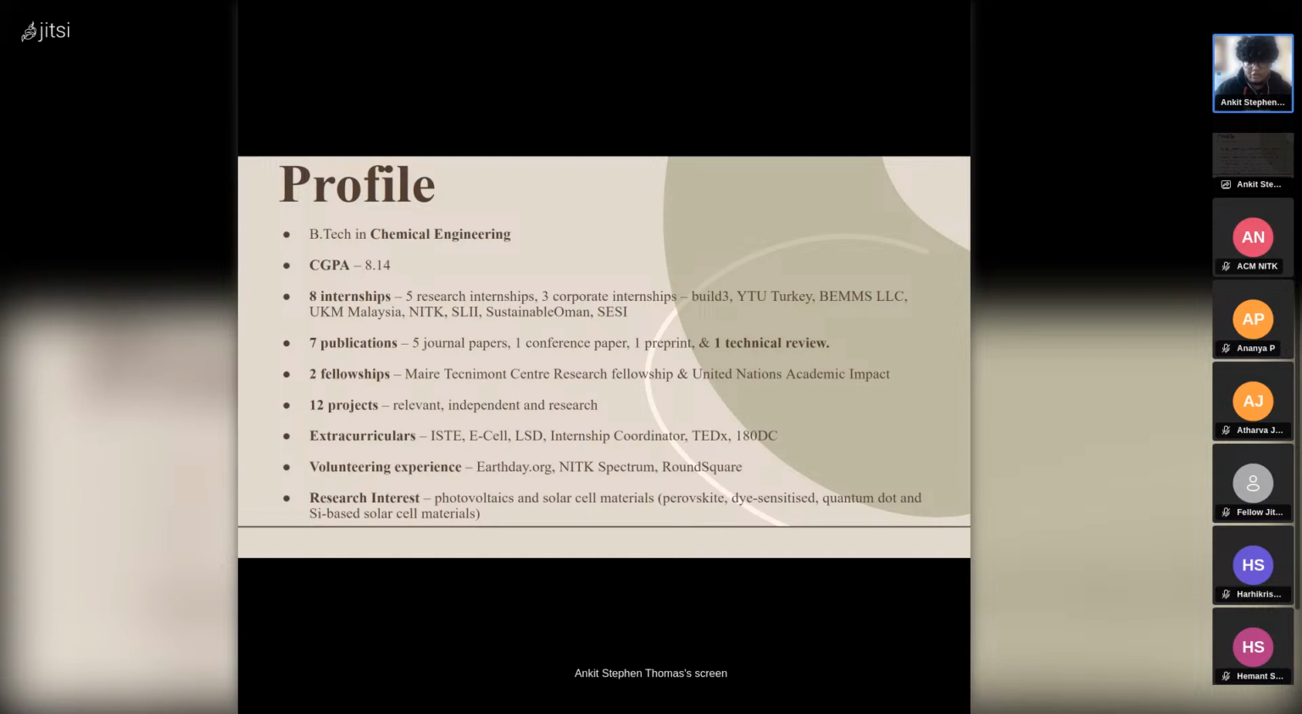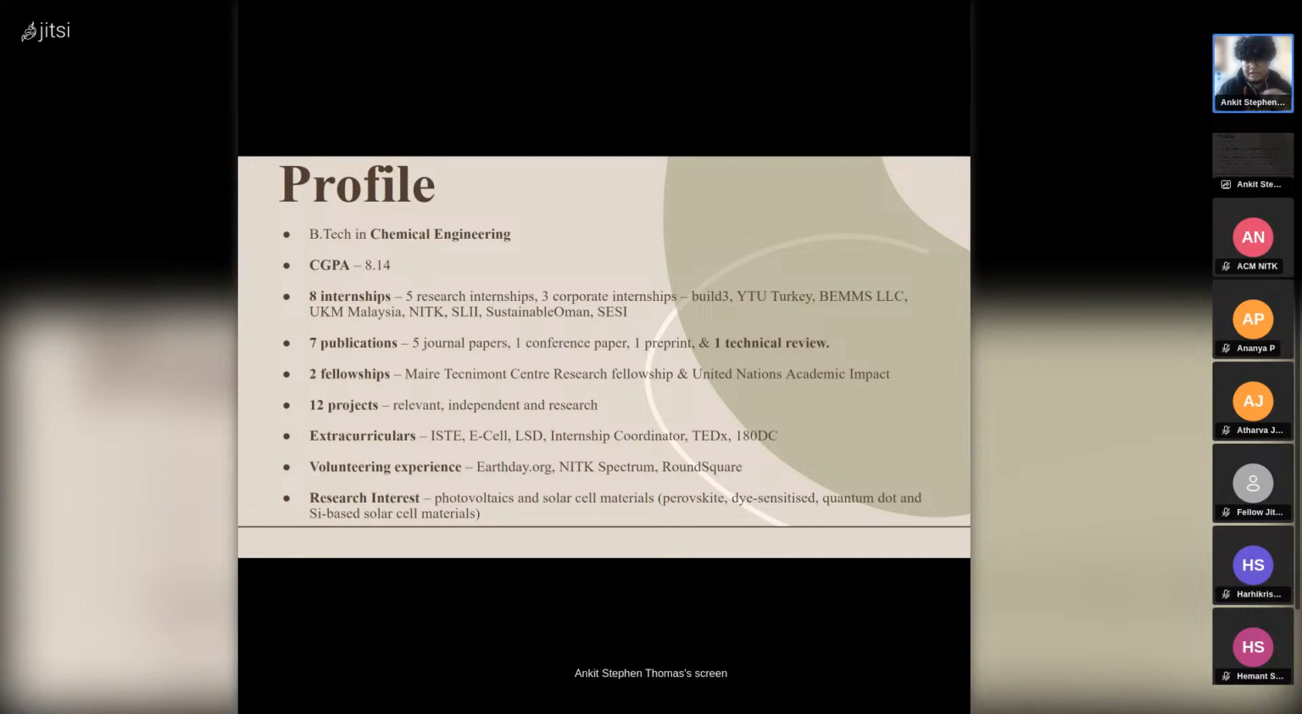Along with this, I had 2 fellowships. Fellowships basically means a grant or a selected cohort that fights for a particular mission, right? So I had two fellowships. One was the Mayor Technimont Research Fellowship, which later got converted to my major project as well. And then I also had the United Nations Academic Impact Millennium Fellowship.